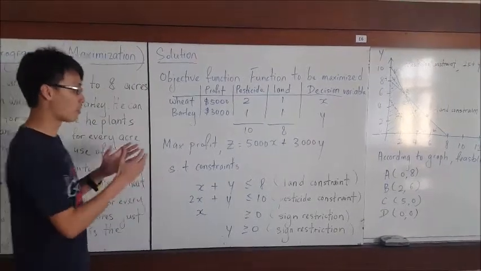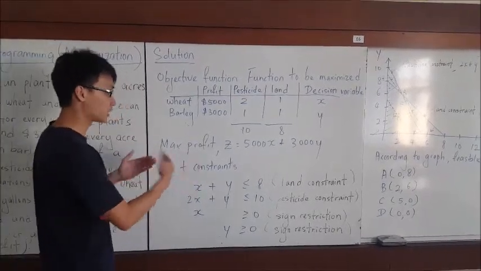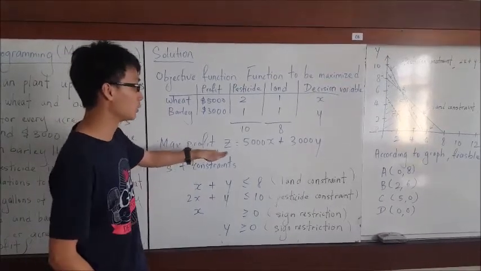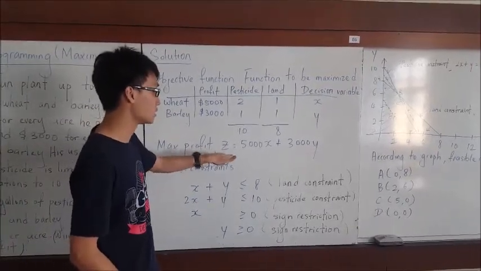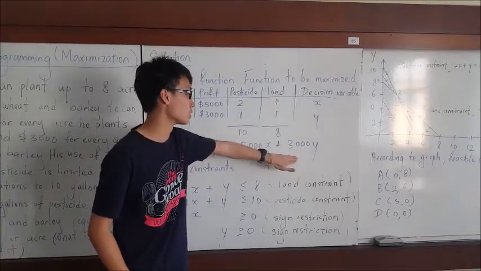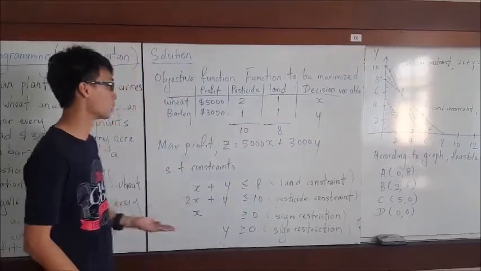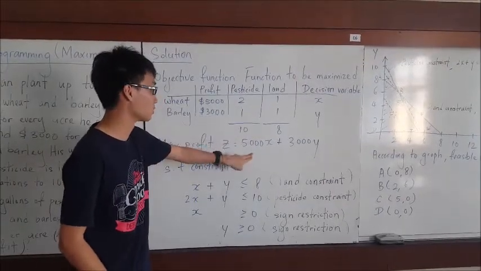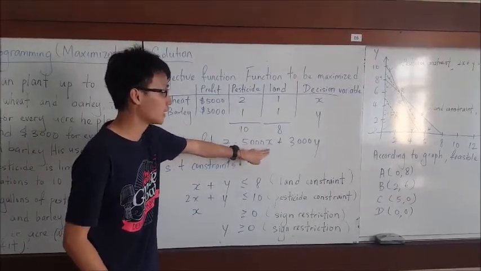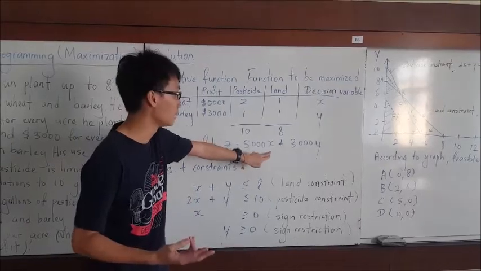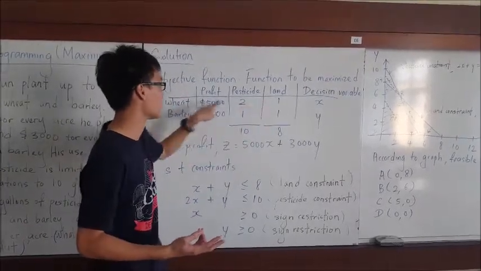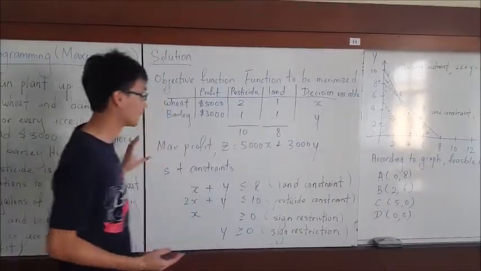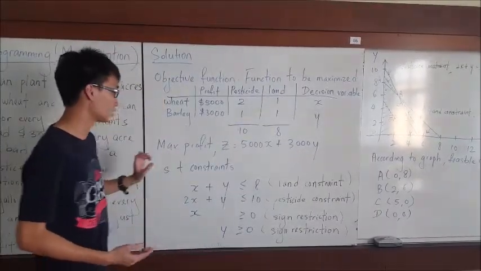From there we can form an equation, an objective function, for the whole problem. For the maximum profit, we determine the objective function as z. So z equals 5,000x plus 3,000y. We write it so because for each acre of wheat you get $5,000, which is why 5,000x. Let's say x is 2 acres of land, you get 2 times 5,000, which is 10,000. The same goes for 3,000y. That's how we get the objective function for this whole question.